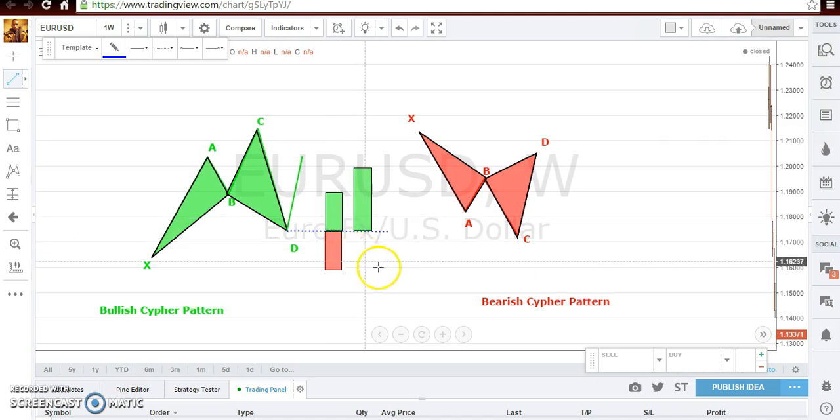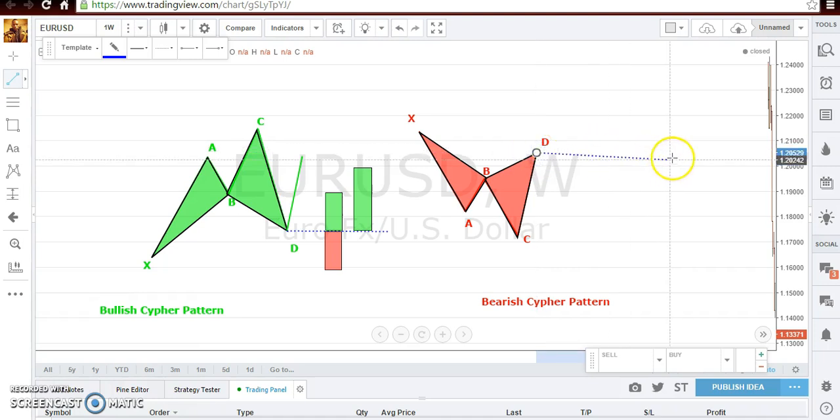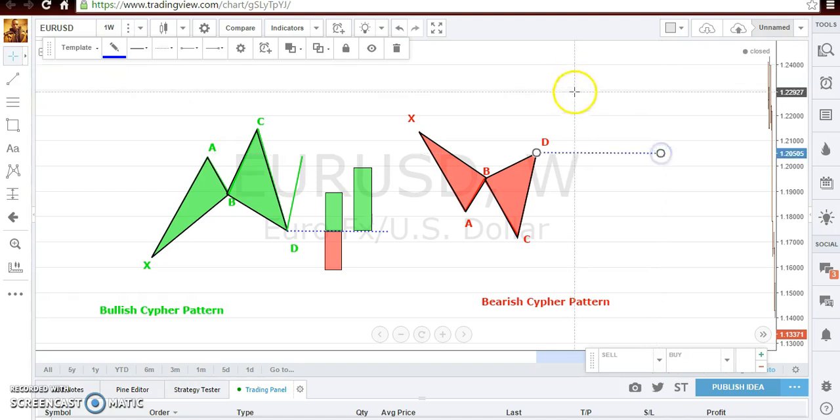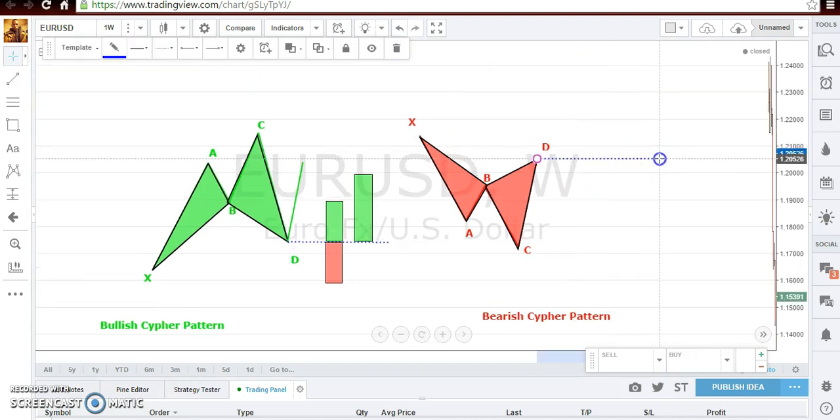That is really important. So let's go ahead to the bearish Cypher pattern, and we're going to do the same thing again. So I'm going to go ahead and draw just a little line at point D. With the bearish Cypher pattern, you would expect the market to reverse and go back down once it completes that bearish Cypher pattern. So I'm going to go ahead and bring in my Fibonacci.